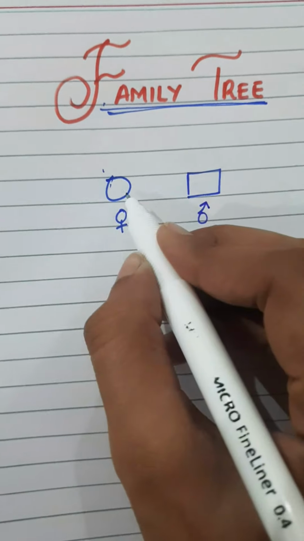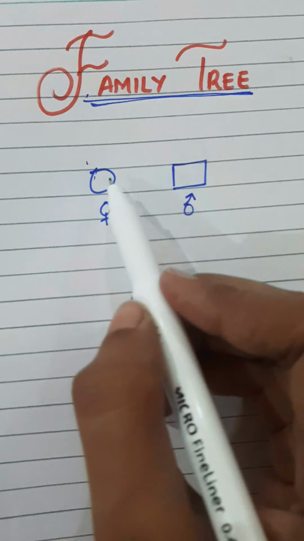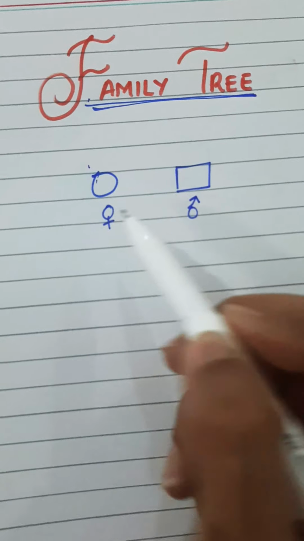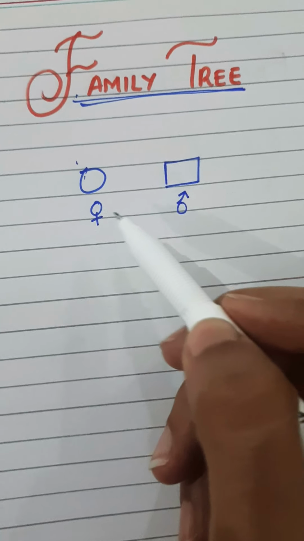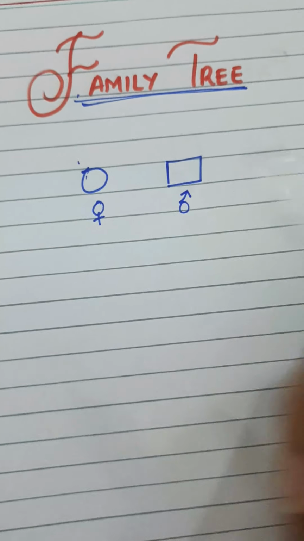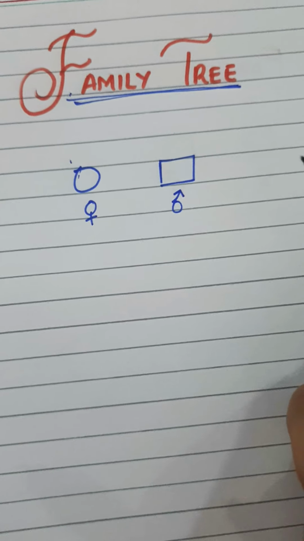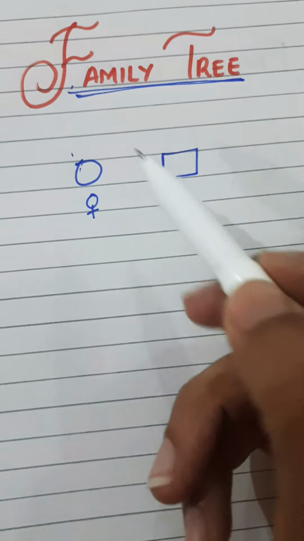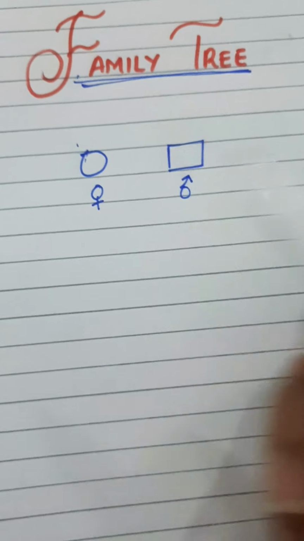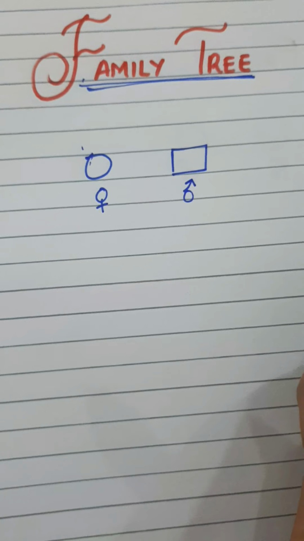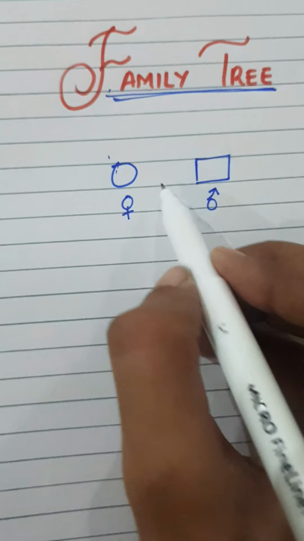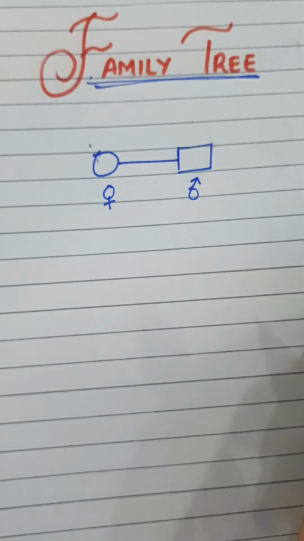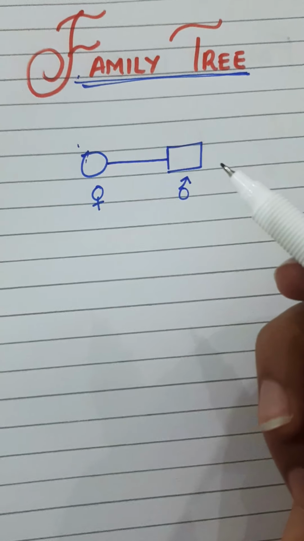So here is the male and the female, and we draw a bond between male and female to show whether they have a consanguineous marriage or non-consanguineous. Consanguineous marriage is the cousin marriage, and non-consanguineous is the marriage which is not with a cousin or is outside the family. So if there is a non-consanguineous marriage, then we will draw a single line between these two, male and female.